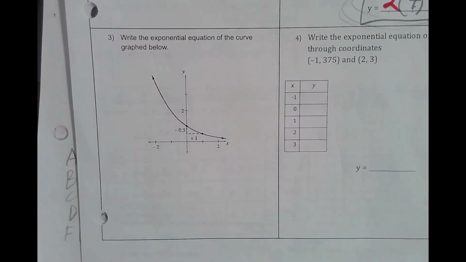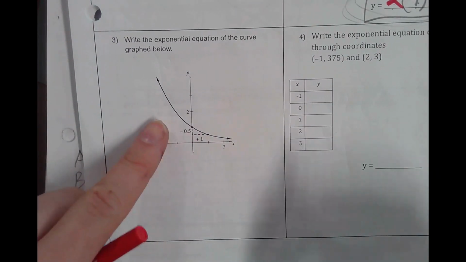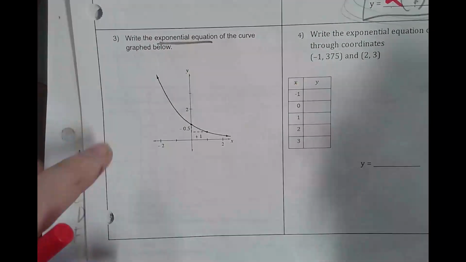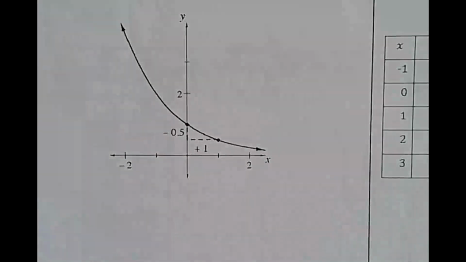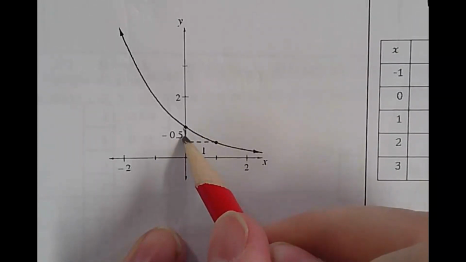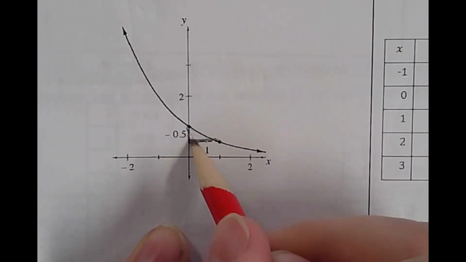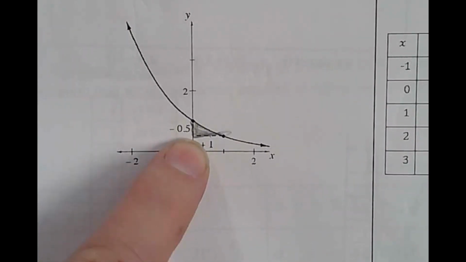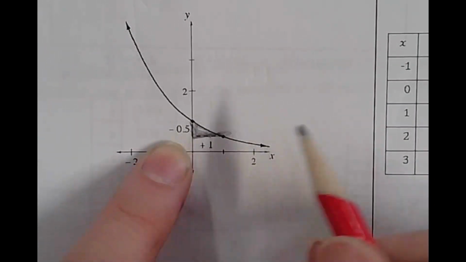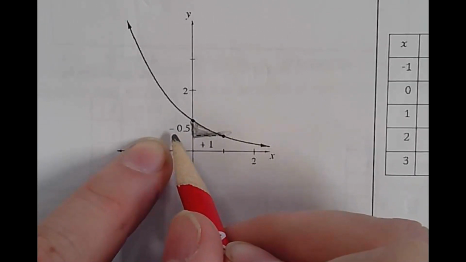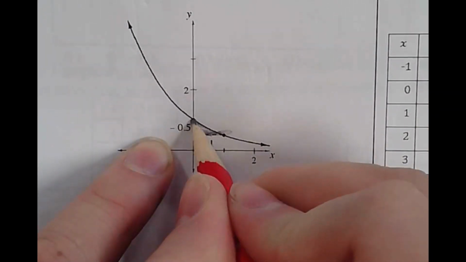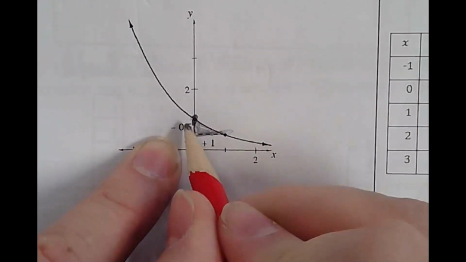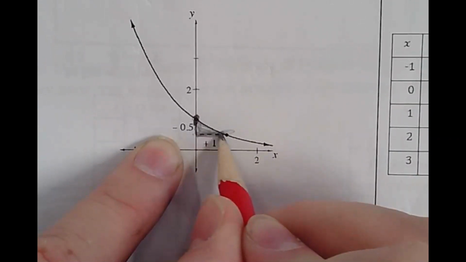Okay, let's go to number 3. Number 3 asks you to write the exponential equation of the curve graphed below. One thing I do want to point out is this right here is actually just a slope triangle of sorts. It is a little bit confusing because why do they have these numbers 0.5 there and 1? It's actually a negative 0.5. What that means is from this dot, we're going down 0.5 and over 1.